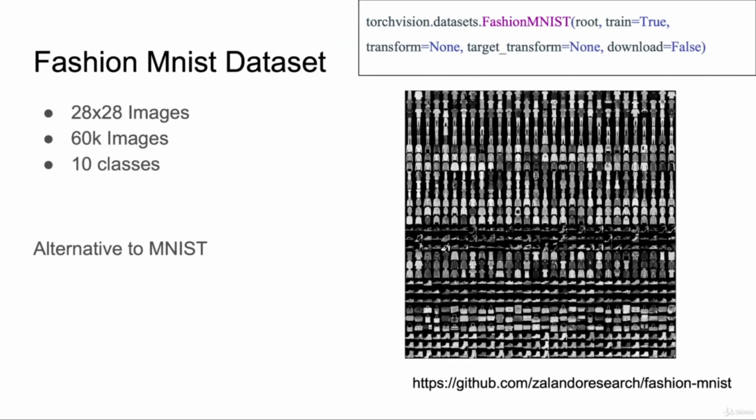For this reason, another dataset, which is called Fashion MNIST, was proposed. There are again 60,000 images of again size 28 by 28 of 10 classes, but now there are not digits but different types of clothes. And this is a rather good alternative to MNIST. At the bottom of the slide you can see the link to this dataset. Again, all these datasets you can download with the Torch Vision library.